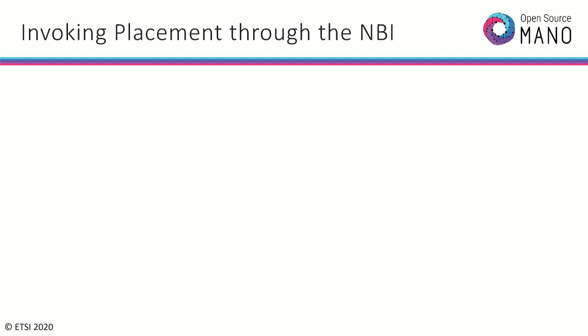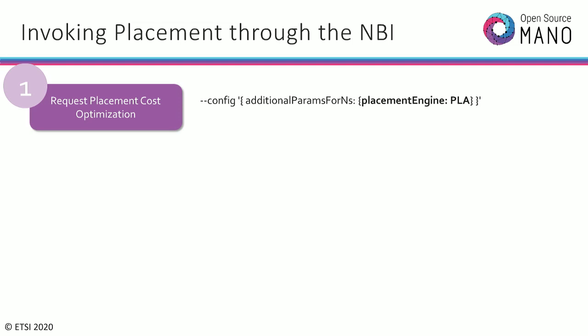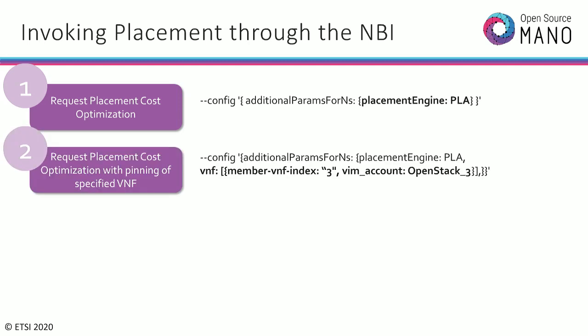So we can think of how we do this from the northbound interface. Now this is work ongoing, so the details here might change slightly. We can give parameters that will request cost placement optimization only, or we can add certain more parameters that would tell the engine that one of the VNFs needs to go in a particular VIM. We call that pinning.